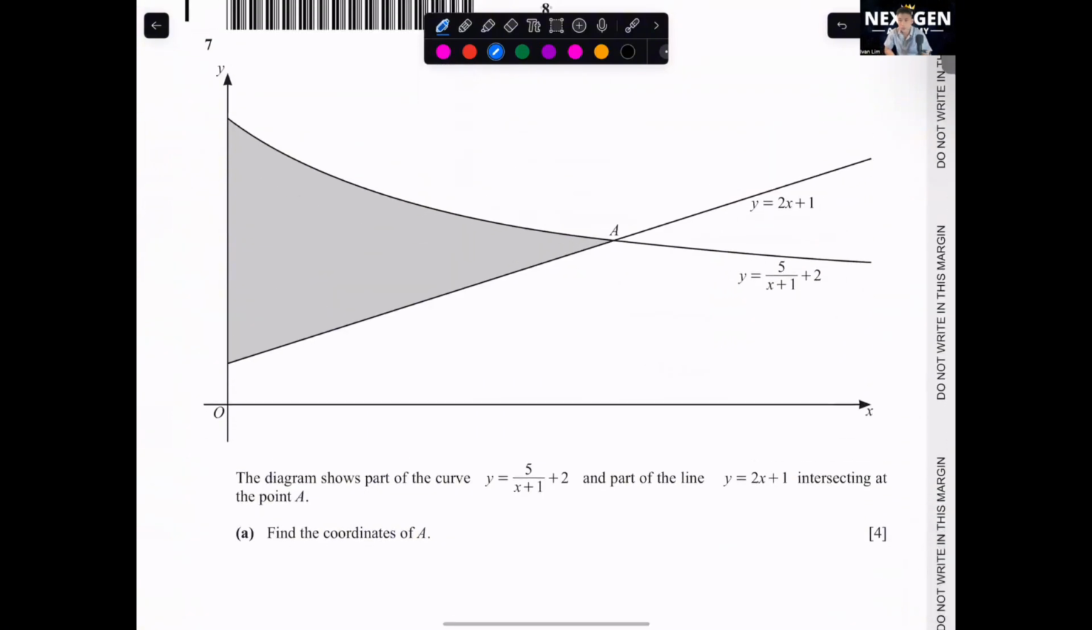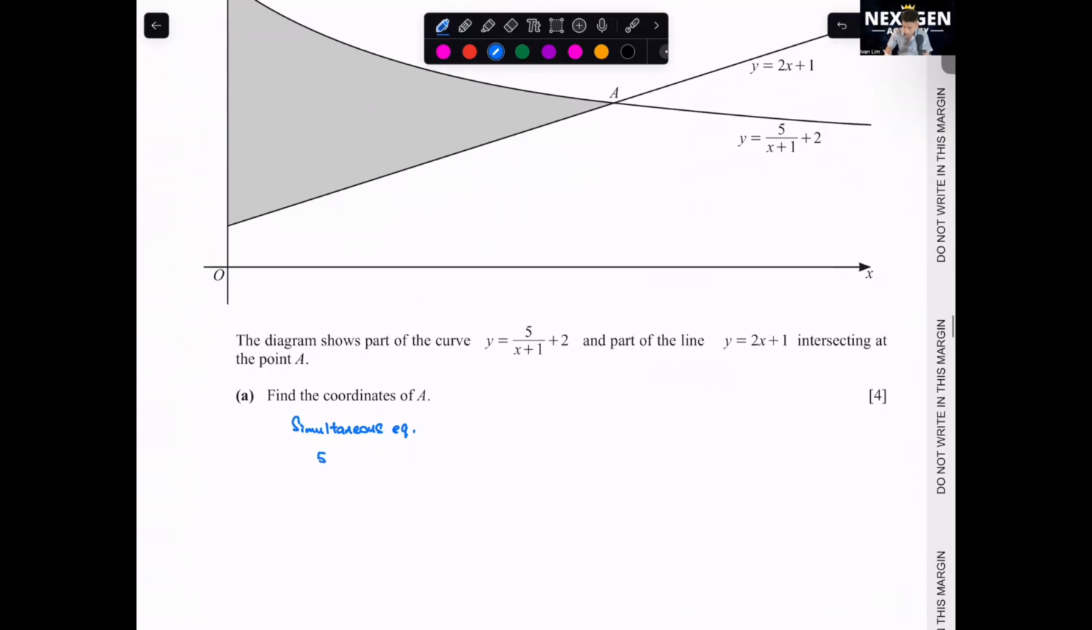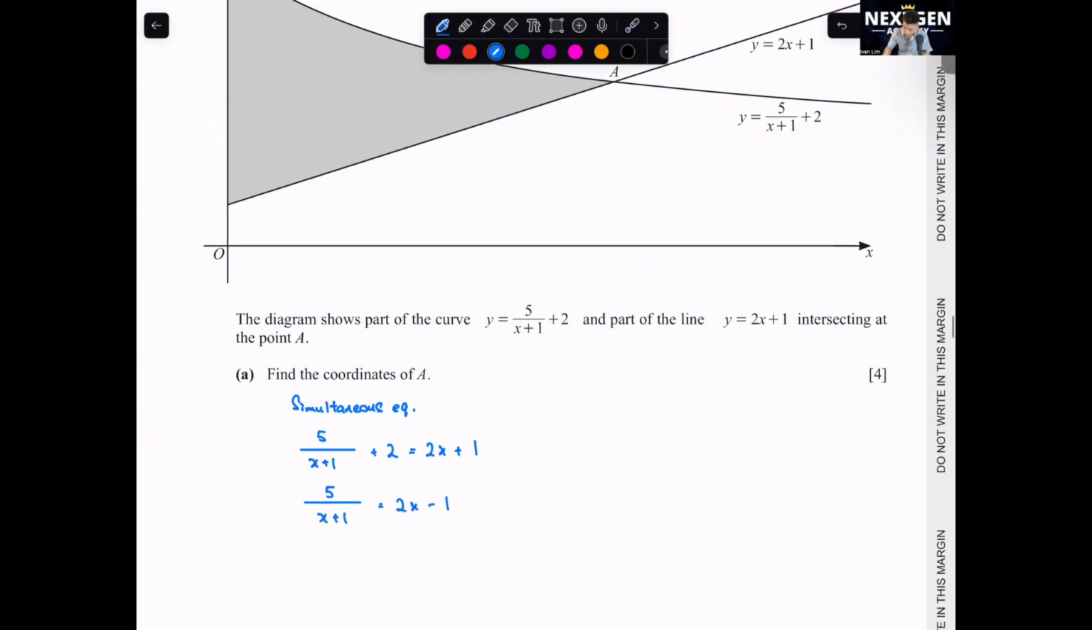The diagram shows part of the curve y equals 5 over x plus 1, plus 2, and part of the line y equals 2x plus 1 intersecting at point A. Find the coordinates of A. It's a 4-mark question. Where they intersect, we'll do a simultaneous equation, so we just equate both of them with each other. So 5 over x plus 1 plus 2 equals 2x plus 1. We bring the plus 2 to the right hand side, so this will become 2x minus 1.